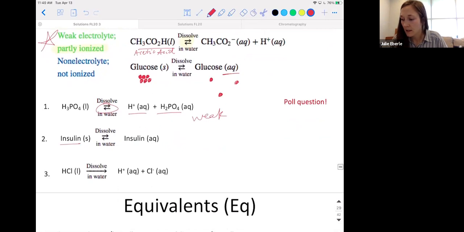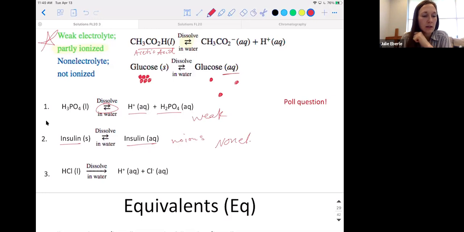All right, insulin into something that's aqueous. I don't see any ions here on either side. So no ions means a non-electrolyte. And that's what most people said, non-electrolyte for 2. For 3, most people said a strong electrolyte, and you got a single arrow, so you get all ions. No initial reactant left over at the end. So this is definitely strong.